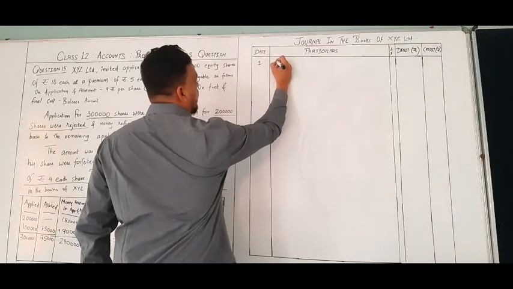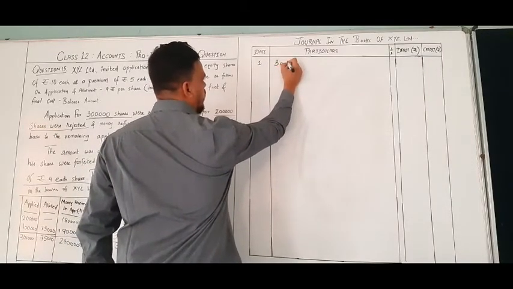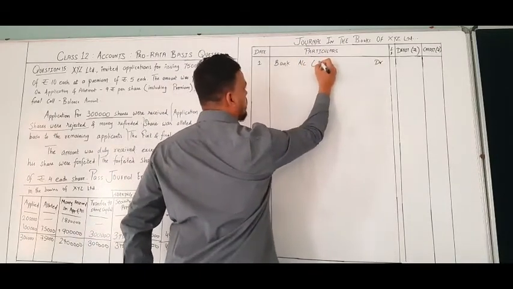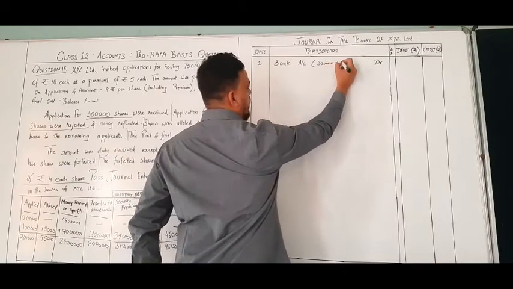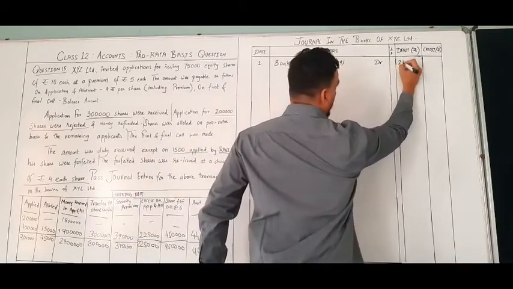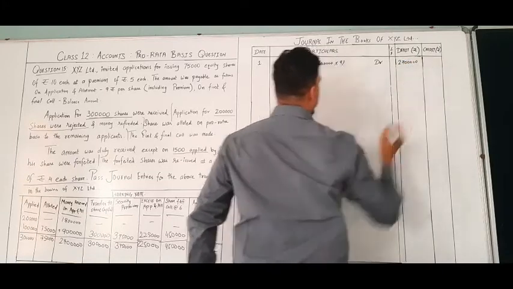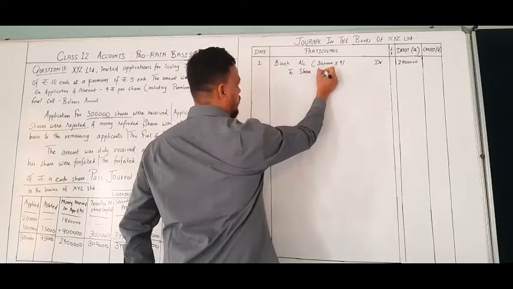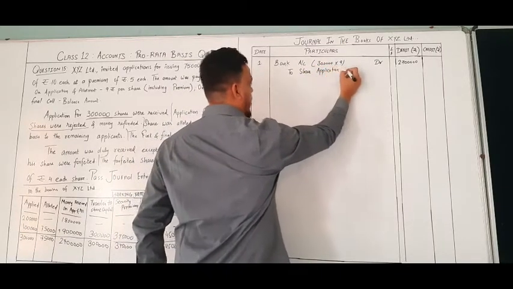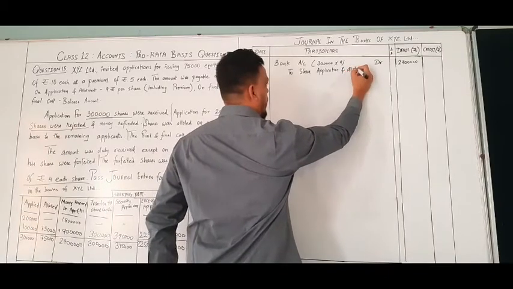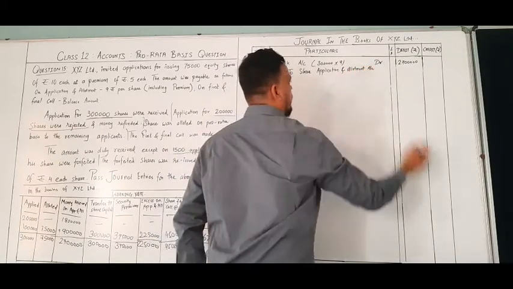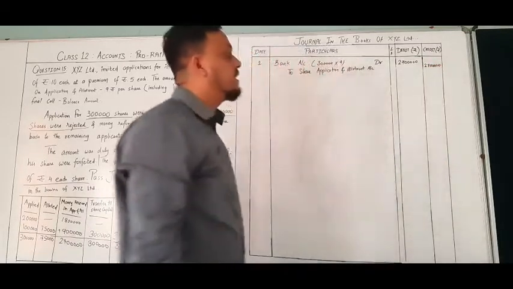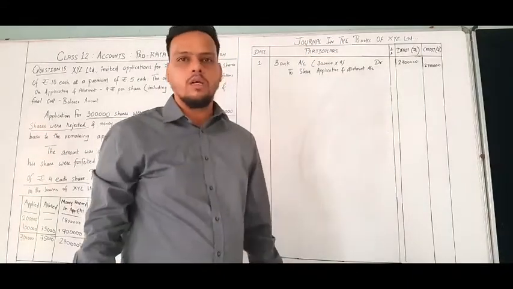First part, here you have to receive an amount. So bank account debit, but you have to receive 3 lakh shares into 9 rupees. So 27 lakh rupees you have received. Bank account debit to share application and allotment account. Here 27 lakh rupees has been received by the organization.